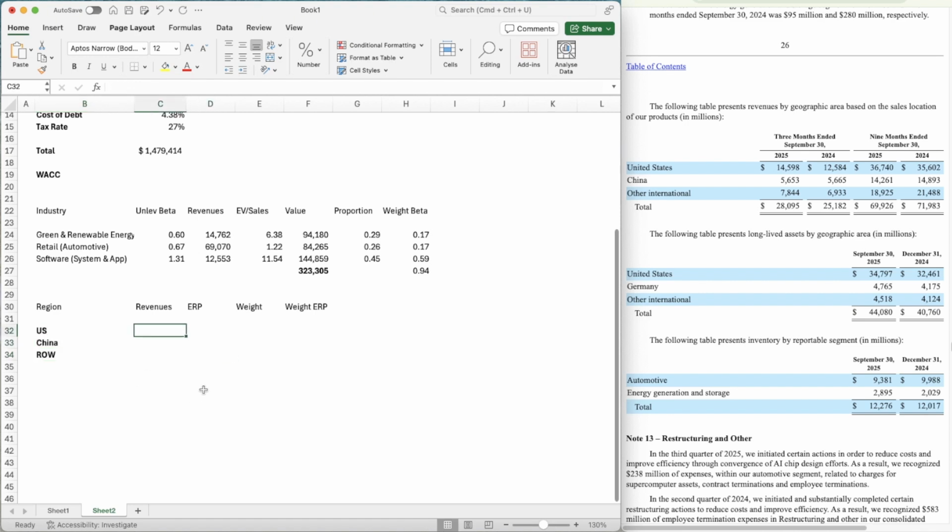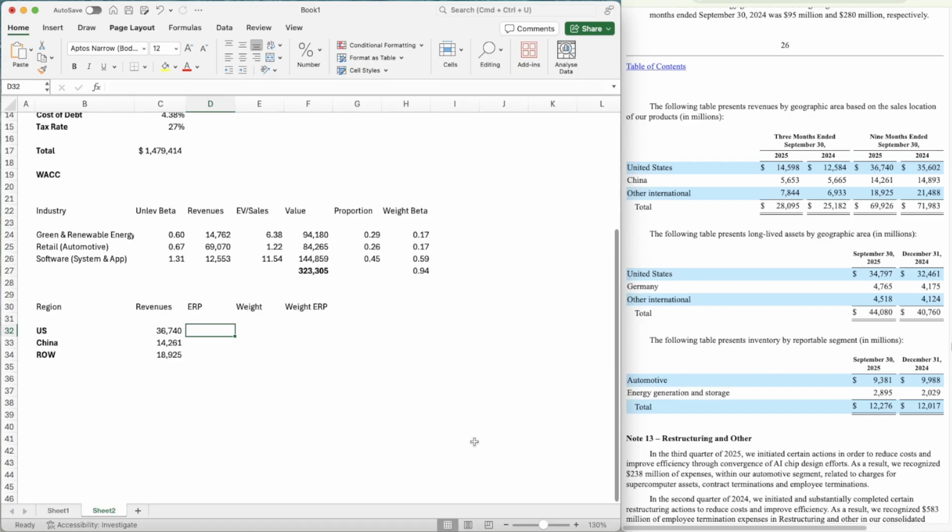The revenues for US are 36740. China is 14261, and this is for the first 9 months of this year. Then 18925 from the rest of the world.